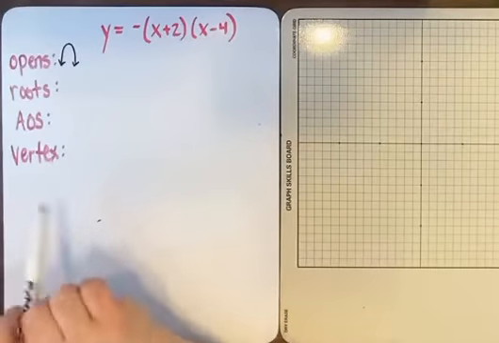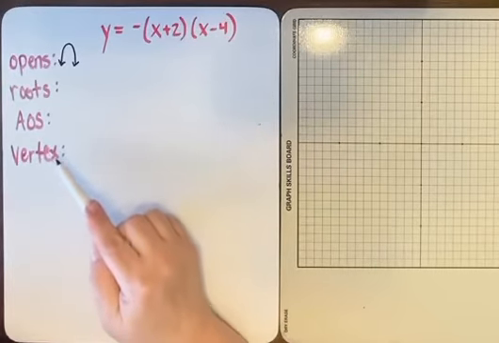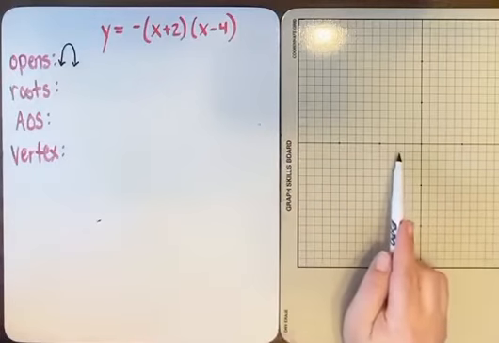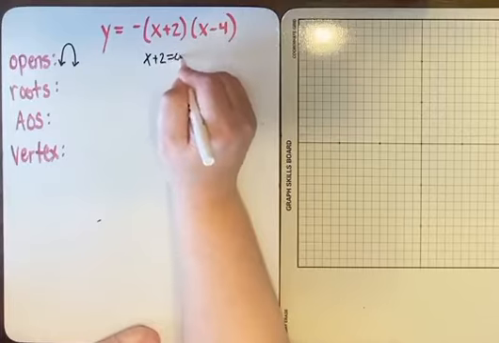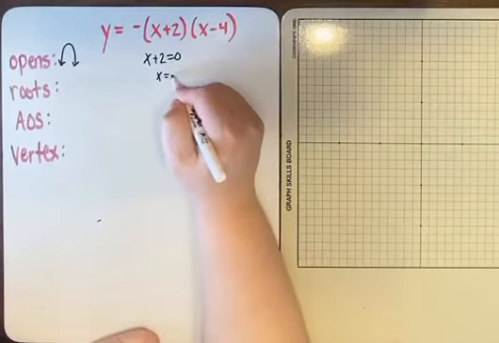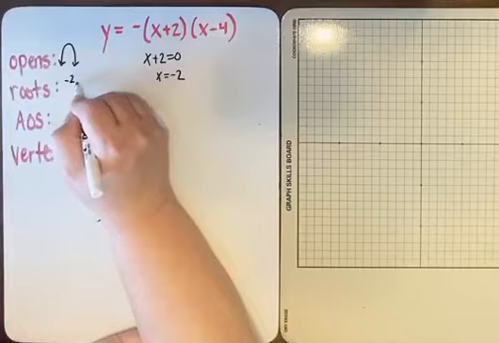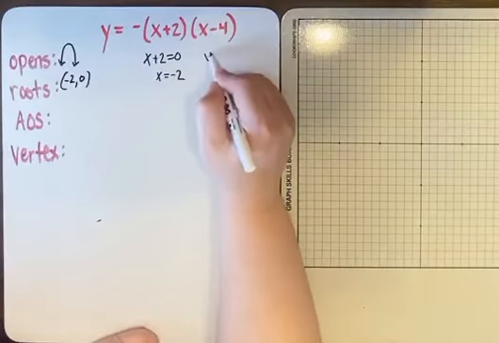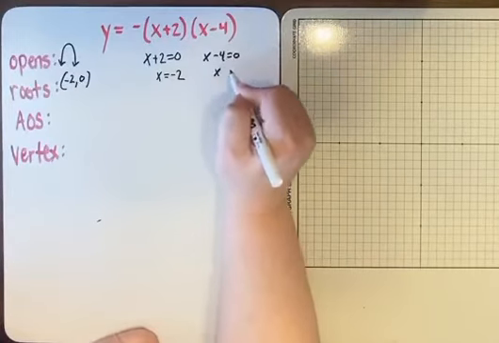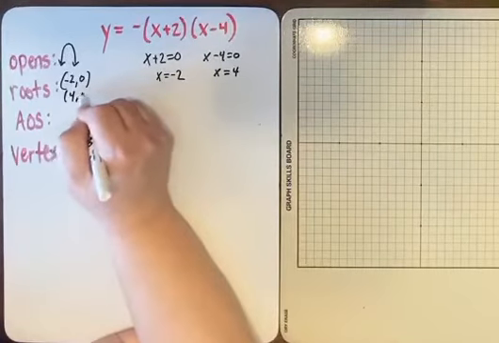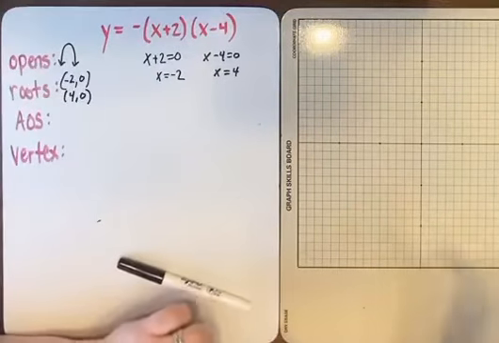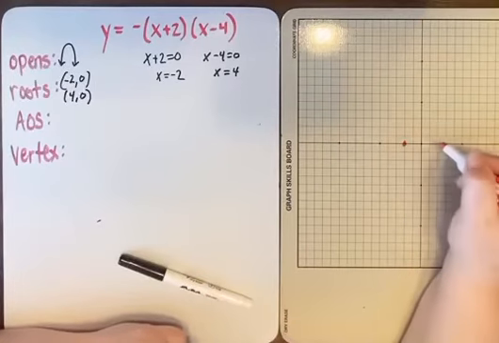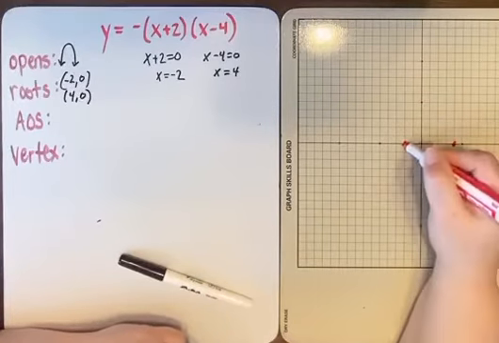And our goal now is to be able to find the roots, the axis of symmetry, and the vertex so that we can complete the graph. If I use the zero product property, I can see that I have an intercept at -2. I also have an intercept at 4. So I'm going to go over to my graph at -2, 0, and at 4, 0, those are my intercepts.